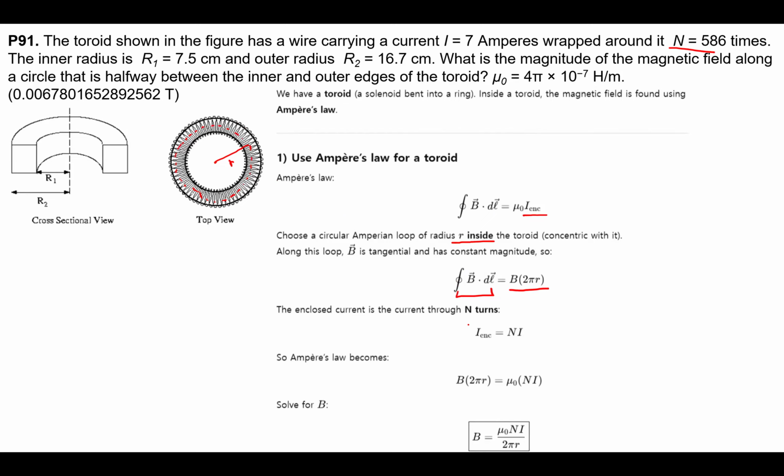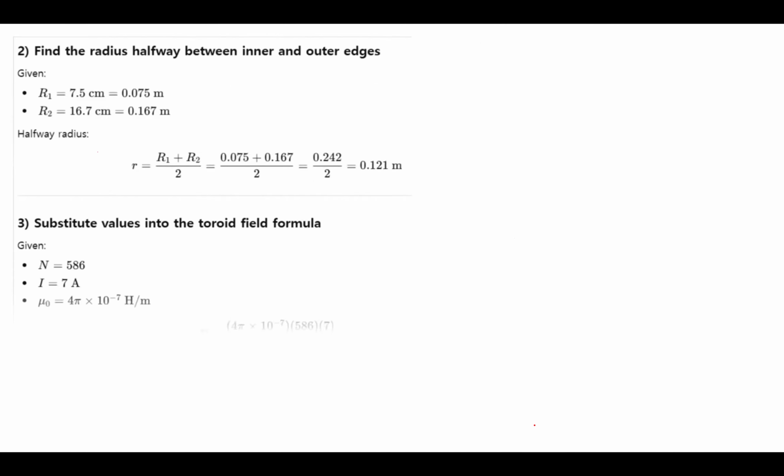But in this case, we have an enclosed current, which is this. Okay, and you have n turns, and each of the coils has a current I, and then we get this one. Okay, and then we get this relationship. And then we need to do the numerical calculations here.